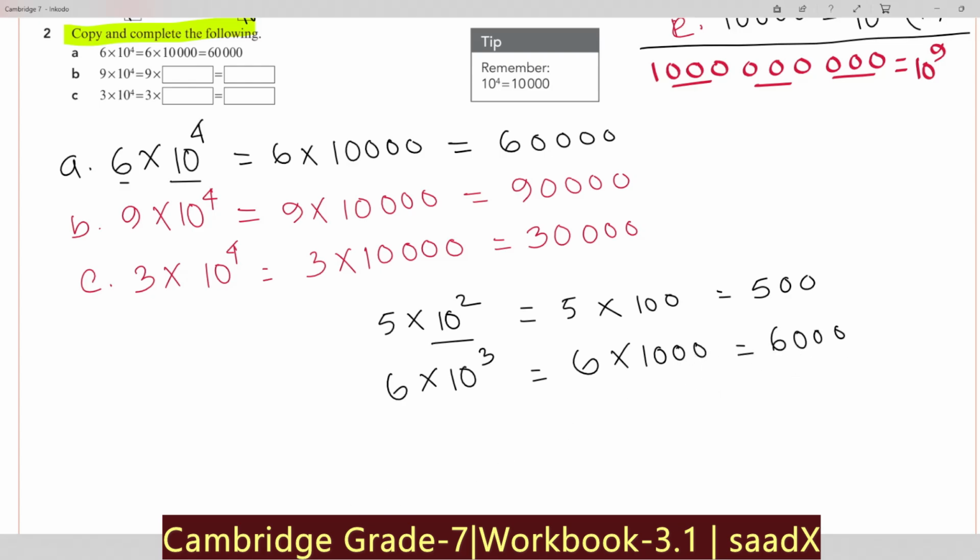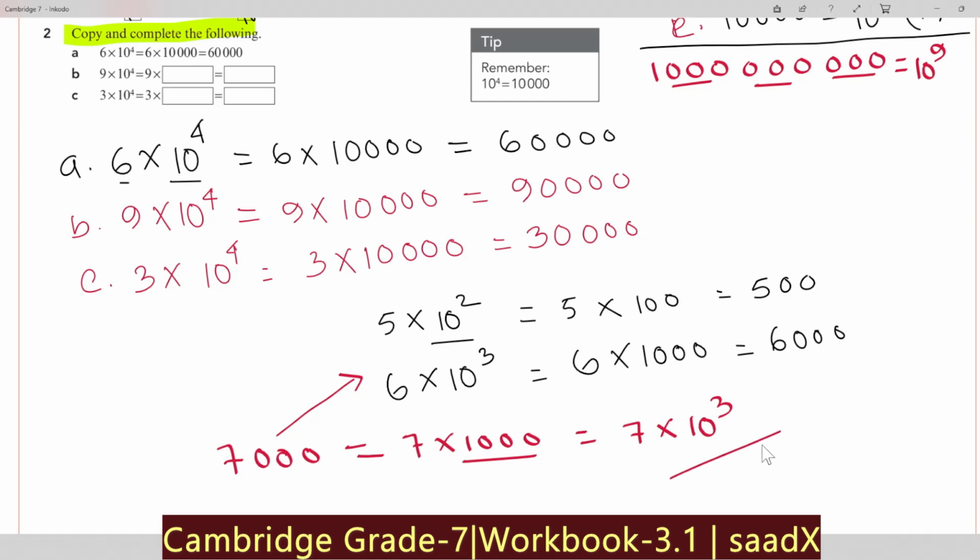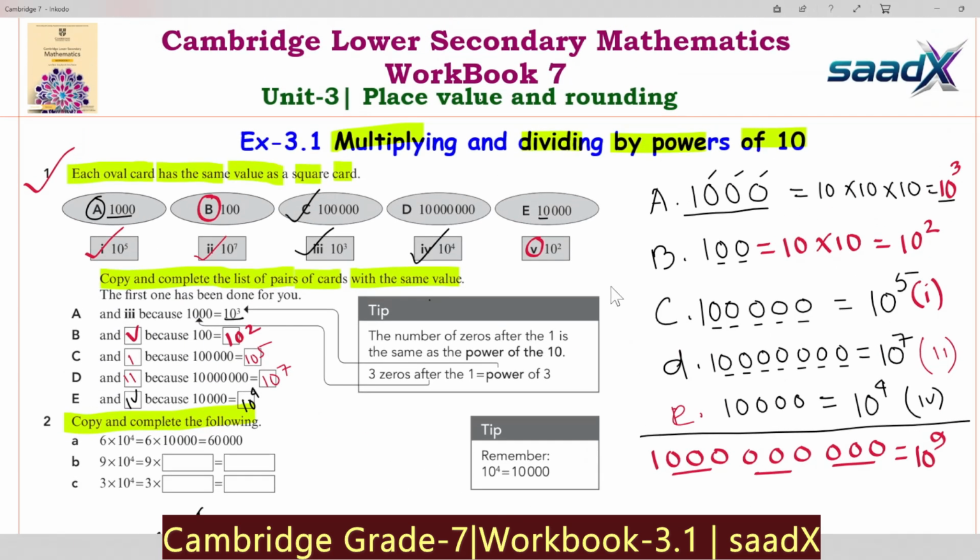Now our practice will become reverse. Suppose we have 7000 and we want to write it using a power of 10. First, here is 7000. This 7000 we can write as 7 times 1000, right? Then 7 times 1000 means 7 times 10 to the power 3. Very simple. So no more today. In the next video we will discuss more and more. Till then, take care, keep practicing.